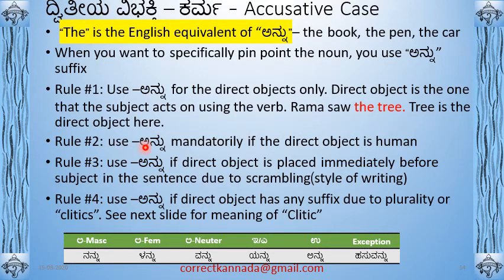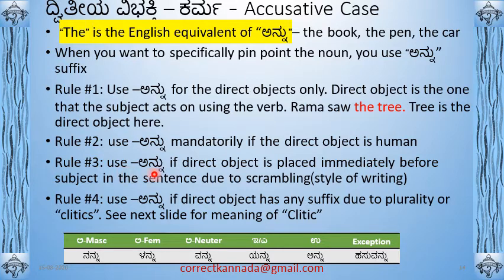Rule number 2: use annu mandatorily if the direct object is human. If the direct object is human, you have to use annu, no questions asked. If it is an inanimate object, then you look at the context. Okay, is there a the in the sentence? Then you use it. Okay.